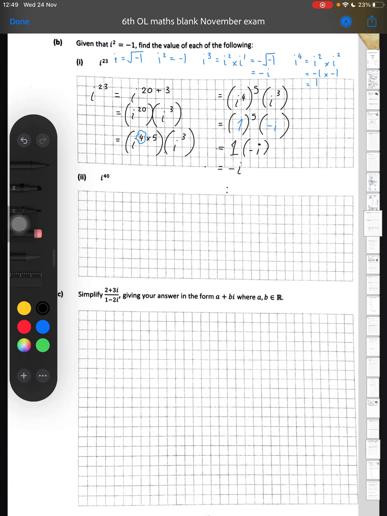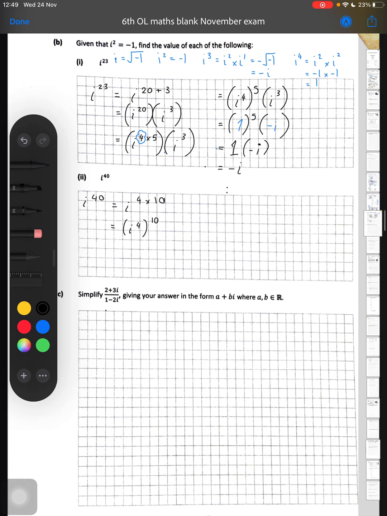Found difficult again was i to the power of 40. Okay, so again here we're going to try and pull out the i to the power of 4 wherever possible, because that's just equal to 1. So I'm just going to rewrite this one as i to the power of 4 times 10. Okay, so using my rules from my log tables, I know that I can write that out as i to the power of 4, all to the power of 10.